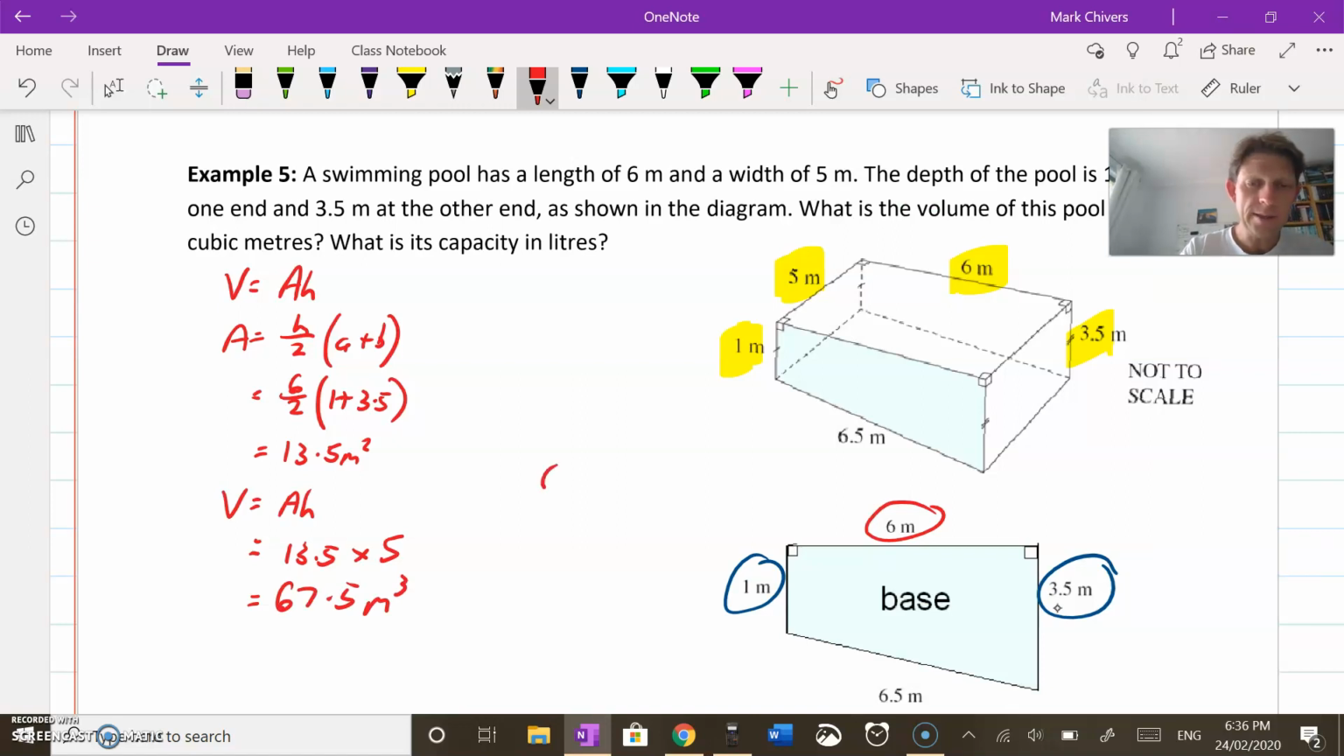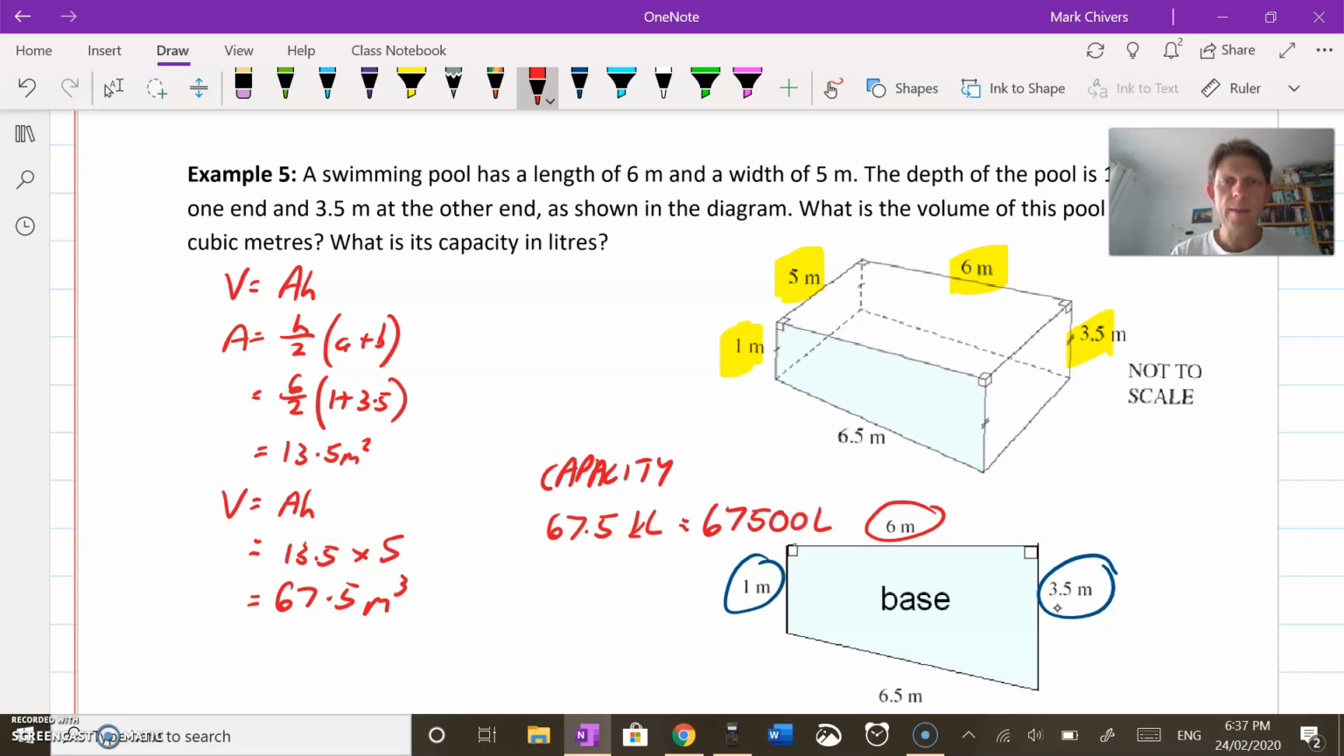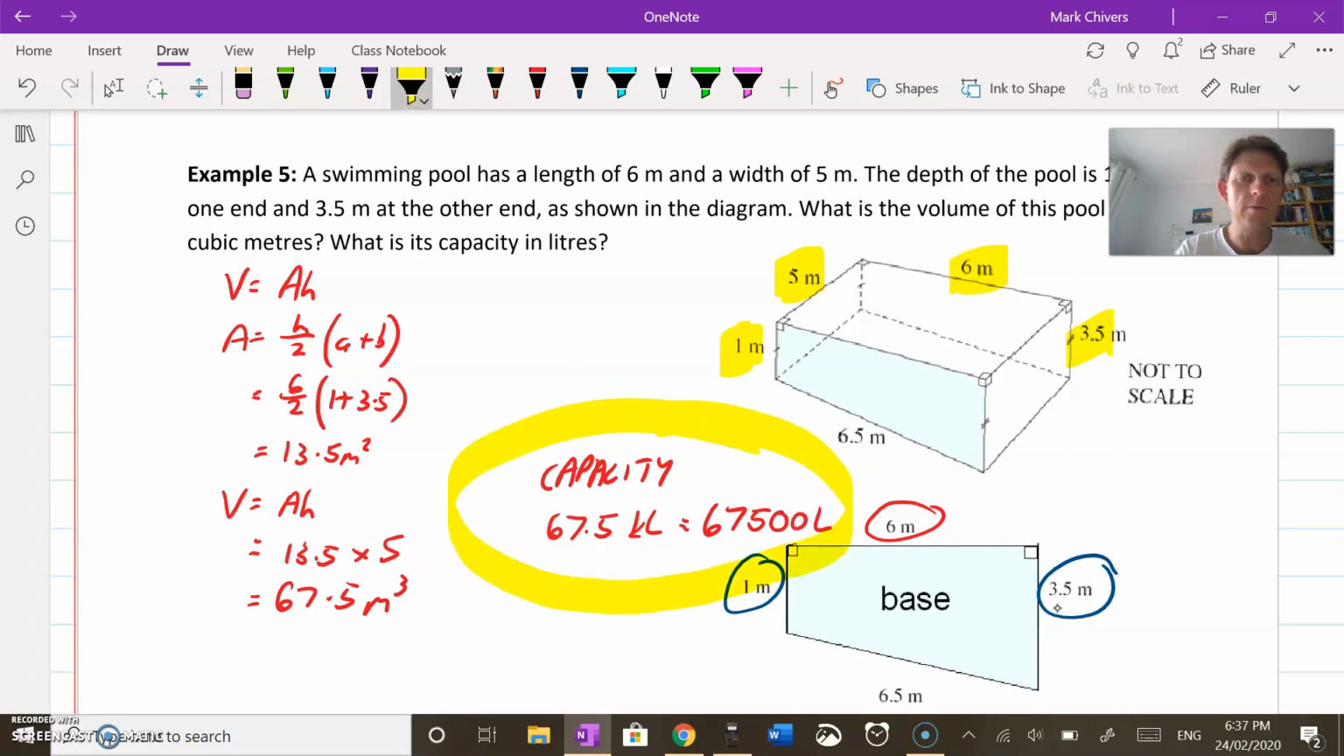So therefore our capacity in kiloliters is going to be the same as what it is in meters cubed. So it's going to be 67.5 kiloliters, which in liters is going to be 67.5 multiplied by 1,000. So 67,500 liters. And that gives us our final answer. And I might just put a little something around that so someone looking at this can find the answer rather quickly. Okay, so it's just one more step to do once you've found the volume of the object.